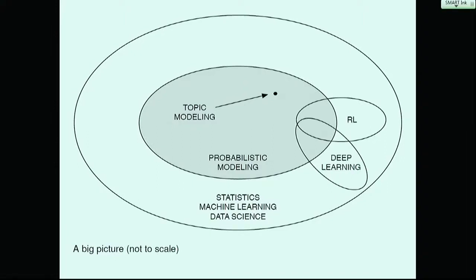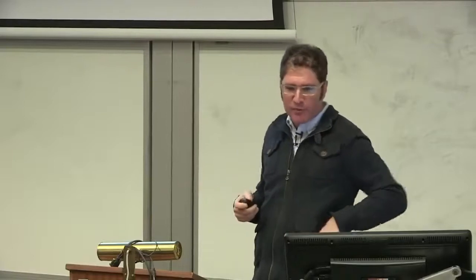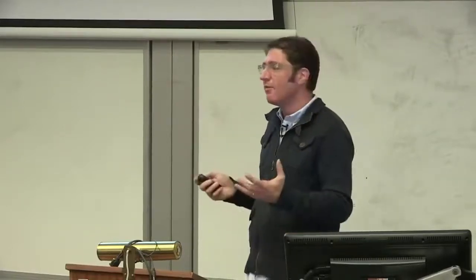This is not to scale, but I do want to point out that deep learning and reinforcement learning are very important parts of this whole world too, and there's a really interesting and beautiful intersection between probabilistic machine learning and deep learning and reinforcement learning. It's worth studying. Okay, so what is probabilistic machine learning? We talked about topic modeling, but what is that bigger set? Well, let's go through this process.